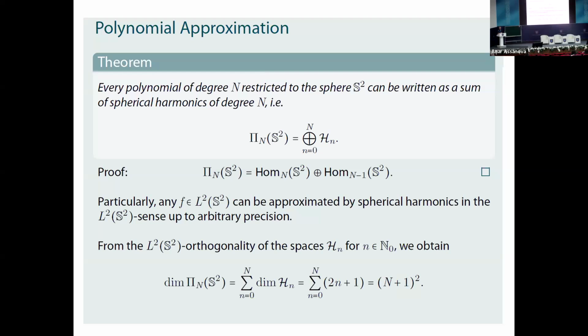Okay, now that means we immediately also obtain the dimension of the polynomial space of degree capital N on the sphere. Namely, we have only to sum up the corresponding finite dimensions of the harmonic polynomial spaces. And this gives us (N+1)² as the full dimension of polynomials of degree N on the two-dimensional sphere. If you go to higher dimensions, then the square goes on also to 3, 4, 5, and so on. There are corresponding formulas.